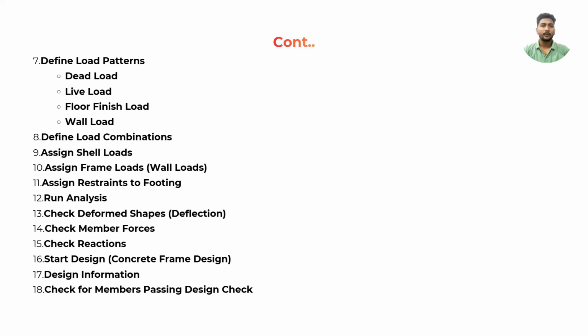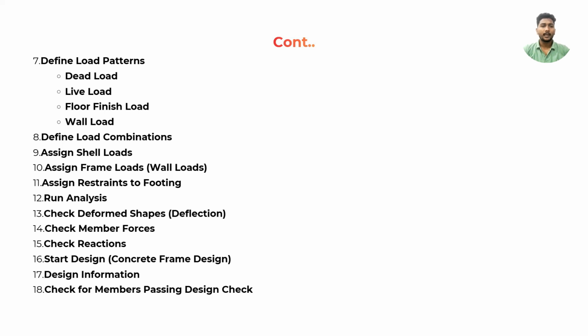Okay, define load patterns. In it we will be defining 4 load patterns: the dead load, live load, floor finish and ceiling plaster load, and wall load. After that we will start with step number 8, that is define load combinations. Step 9, that is assign shell loads. Step 10, that is assign frame loads, that is the wall load.